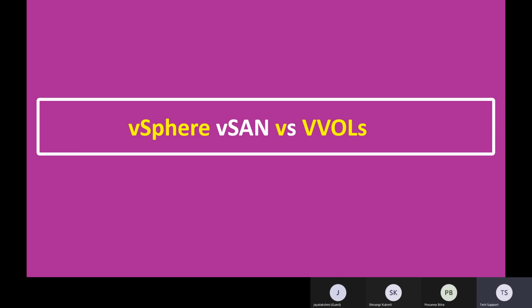Good evening, everyone. In today's session, we are going to talk about the differences between vSphere, vSAN, and virtual volumes first. Once we finish the difference between vSAN and virtual volumes, we can go with one of the vCenter Server features, which is the distributed virtual switch. Okay, so let's start with the differences first.